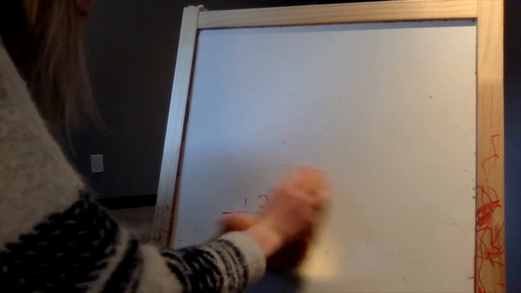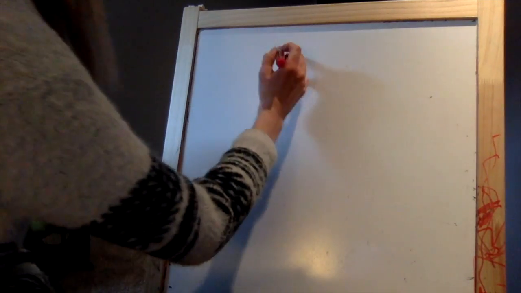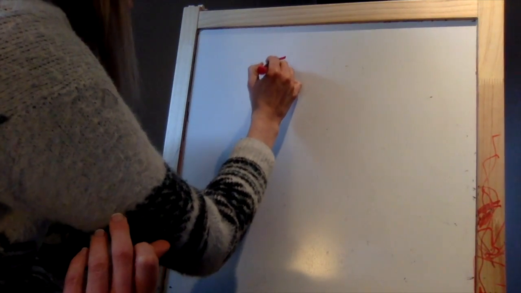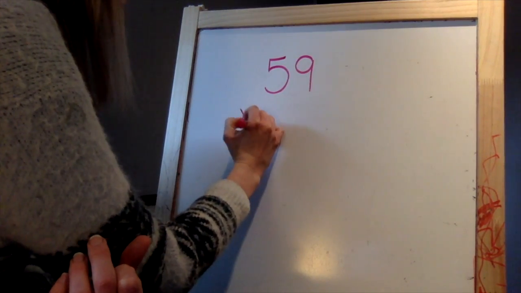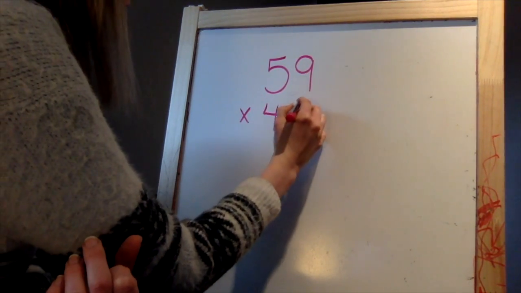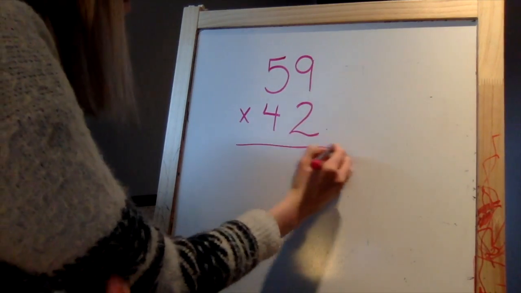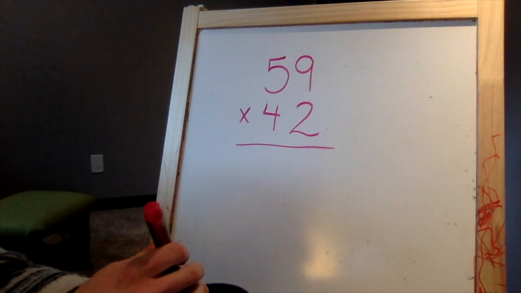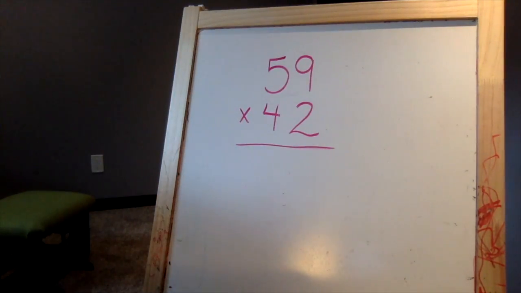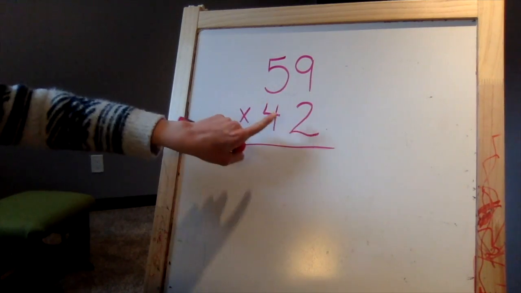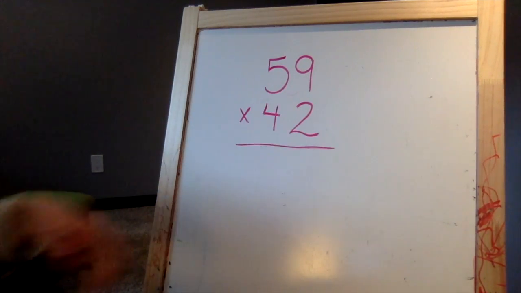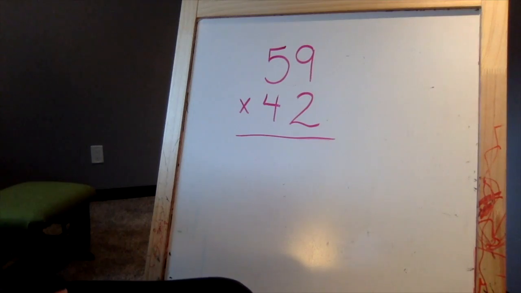So let me erase my board here and get set up for 59 times 42. And remember, when we're doing Grandma Grandpa's way, all we're really doing is 2 times 59, 40 times 59, and we're adding them together. Up for 59 times 42.